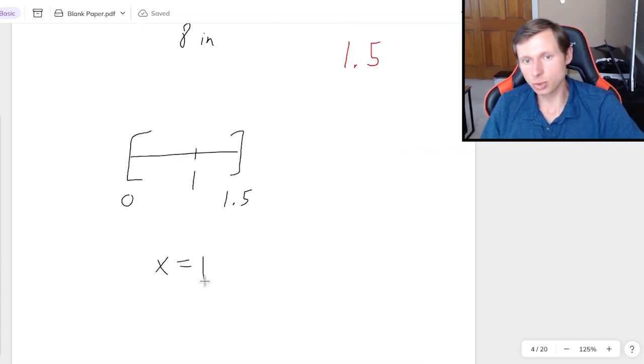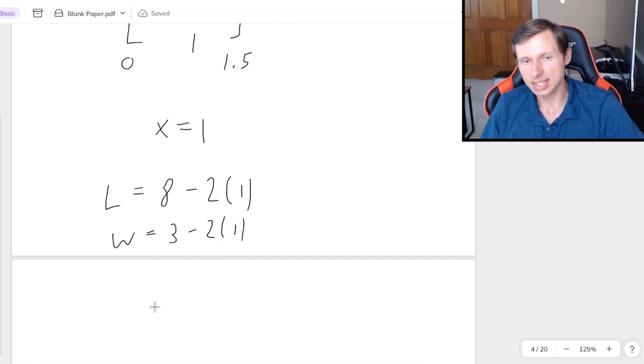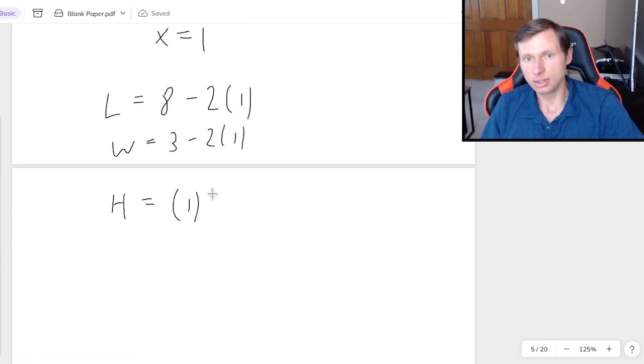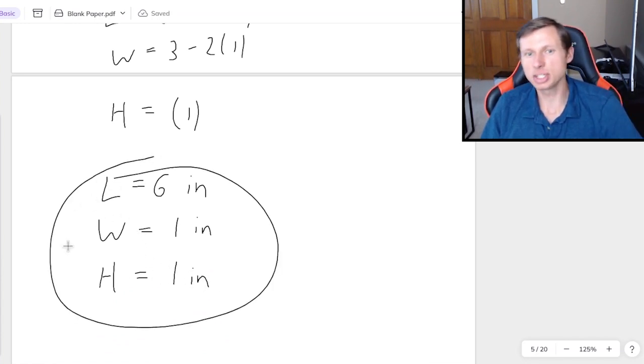So since x equals 1, and we wanted the dimensions, length, width, and height, length is going to be 8 minus 2x, width is going to be 3 minus 2x, and the height is just going to be x. So length is 6 inches, width is 1 inch, and height is 1 inch. And that is the dimensions of my box for the maximum volume.